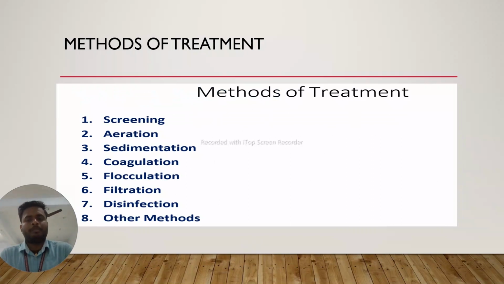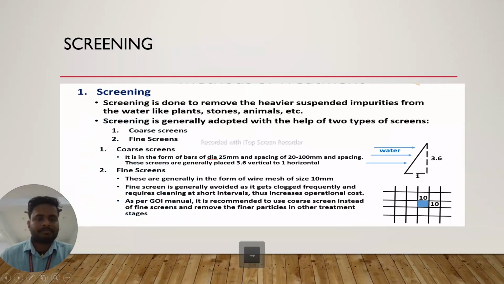Then we move to the methods of treatment. There are various types of methods. First we screen the water, and then we have aeration, sedimentation, coagulation, flocculation, filtration, and disinfection, right? So these are the methods of treatment. What should be the first treatment? The first treatment is screening.